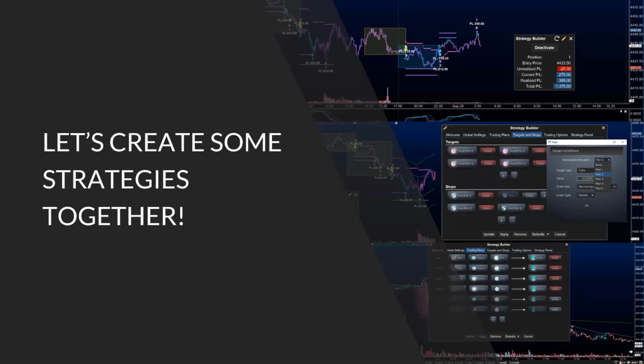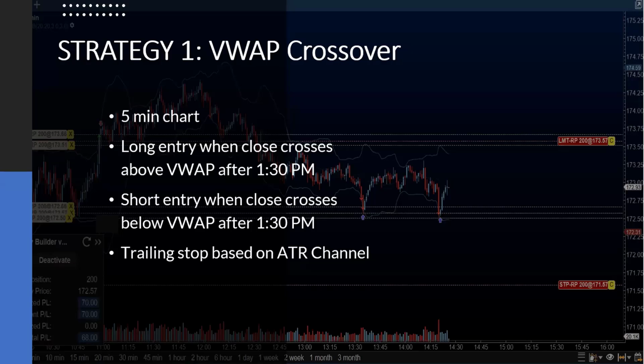Enough theory, let's put this to practice. So let's create some strategies together. And I promise you, each of these strategies will take less than 5 minutes to complete. The first one is a VWAP crossover strategy. It will be applied to the 5-minute chart. It will enter into a trade only after 1:30 p.m. Eastern. So we have a timing condition there.